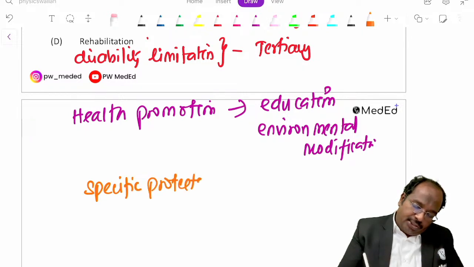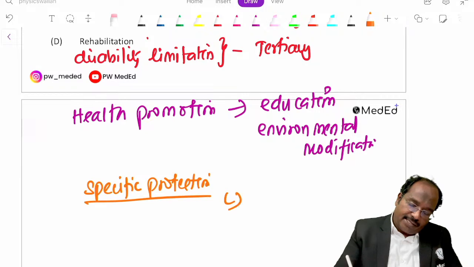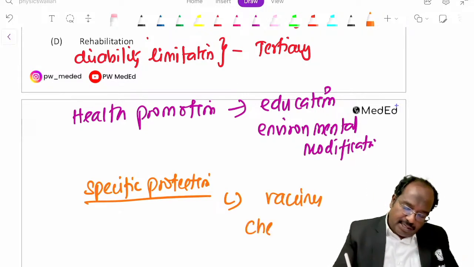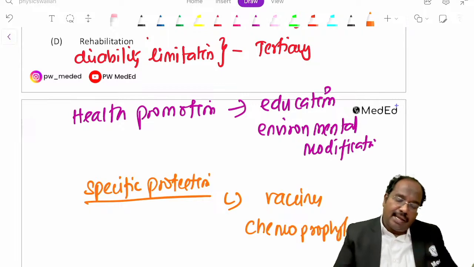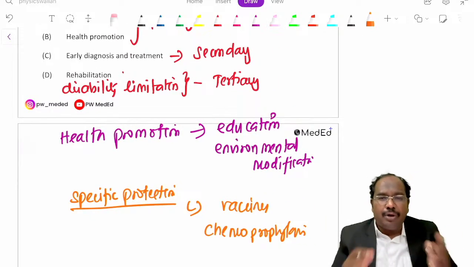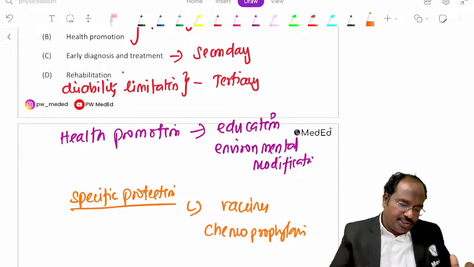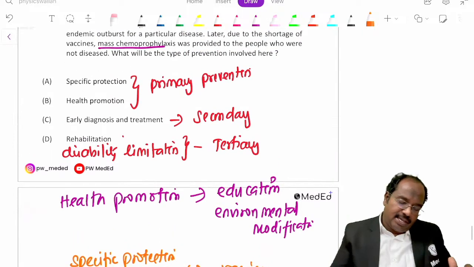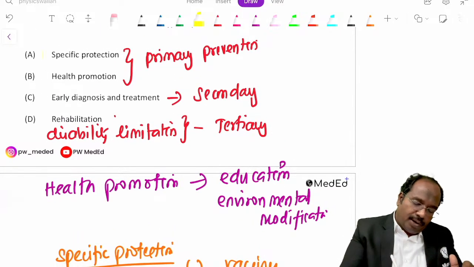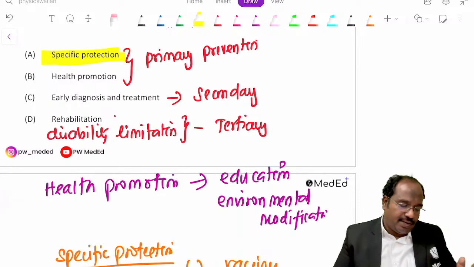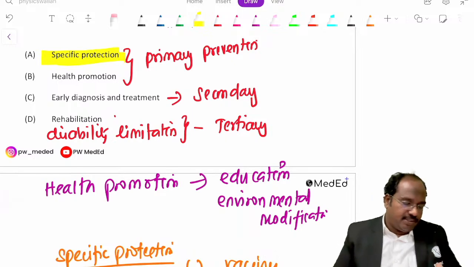Specific protection, these two come in primary prevention. You can give vaccines and chemoprophylaxis, iodization of salt. You are wearing a helmet, you are wearing a mask. You are doing something very specifically for that condition. What is the answer for this question? This is chemoprophylaxis, so the mode of intervention is specific protection.